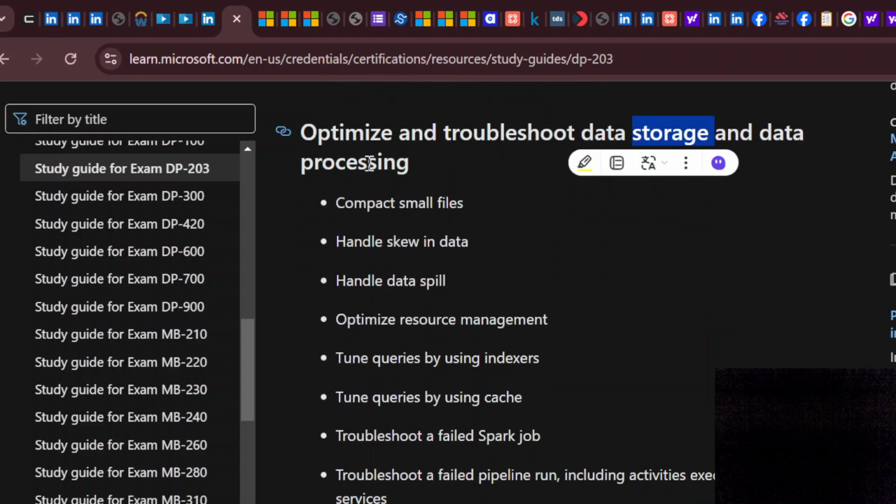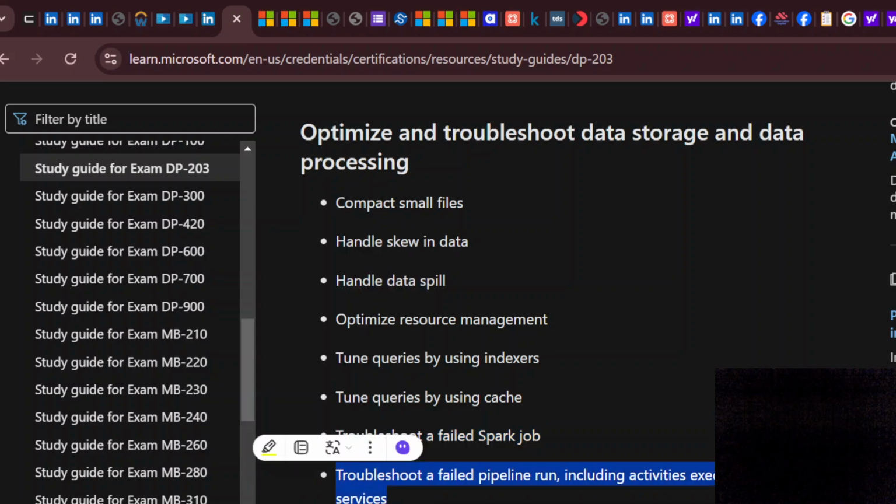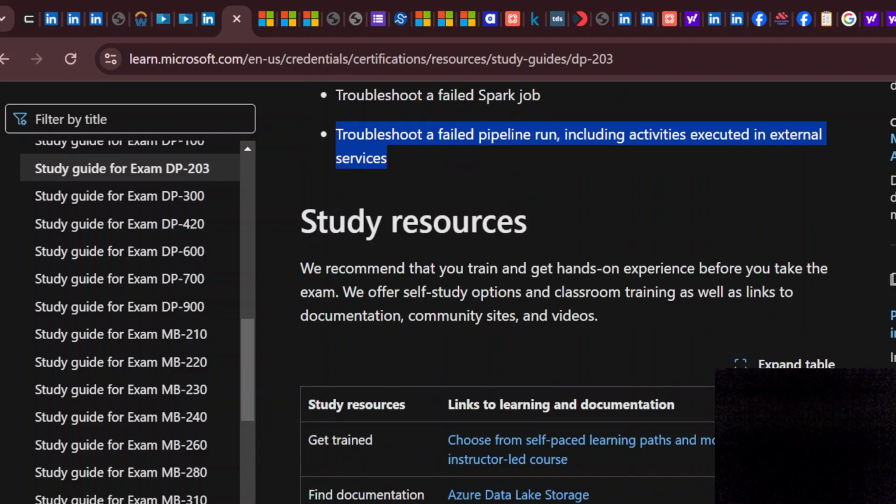Optimize and troubleshoot data storage and data processing. Compact small files, handle skew in data, data skew, right? Handle data spill, optimize resource management, tune queries by using indexes, tune queries by using cache, troubleshoot a failed Spark job, troubleshoot a failed pipeline, including external.